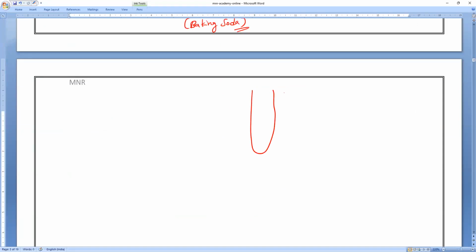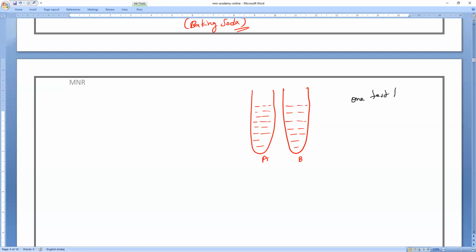Note it, everybody. Very, very important. In that, one is alcohol, ethanol, and another one is ethanoic acid. We don't know which is which, so call them A and B. One is alcohol and another one is what?